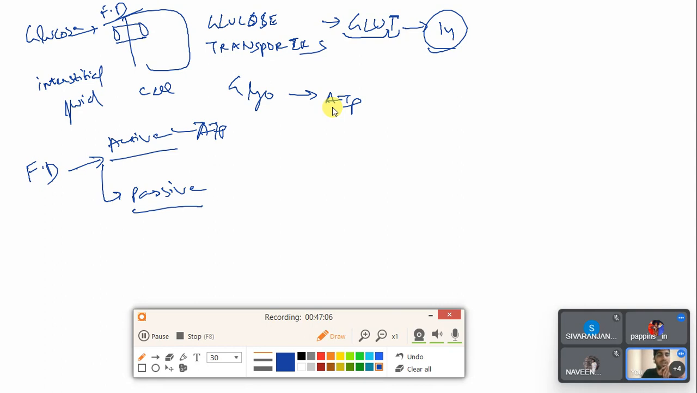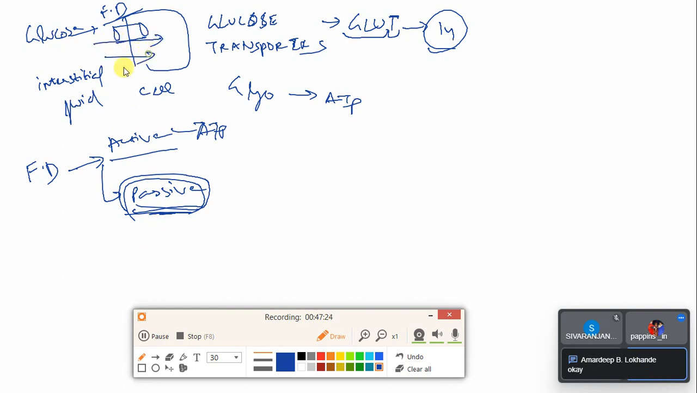That's where nature comes in and plays a very major role, and it has made the whole glucose thing passive. It does not require any energy to transport glucose from the interstitial fluid into the cells. It's a passive process.